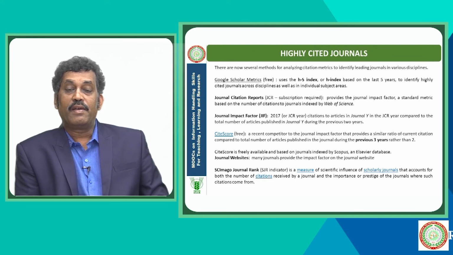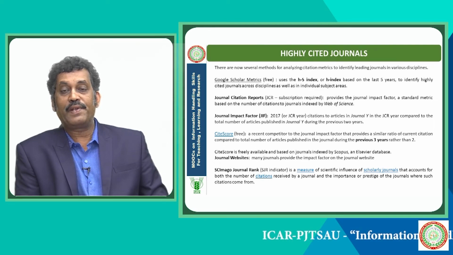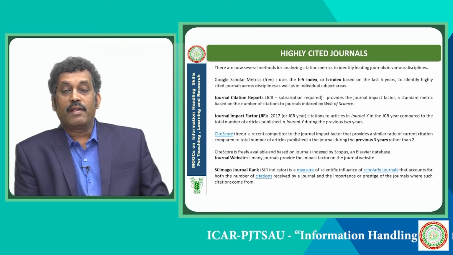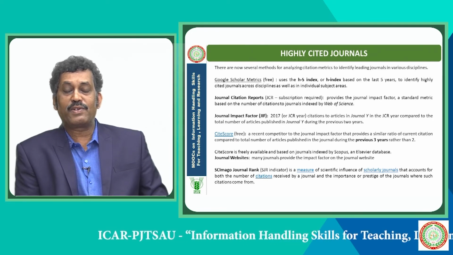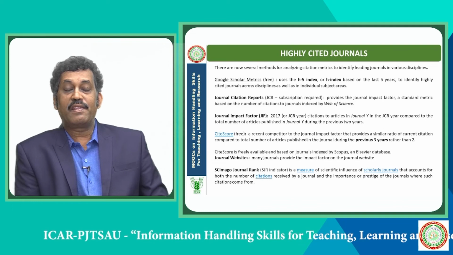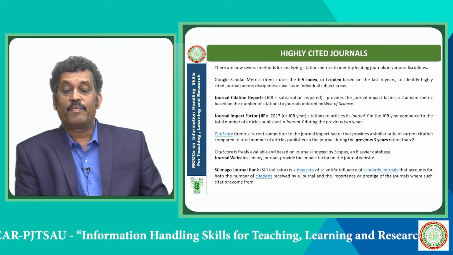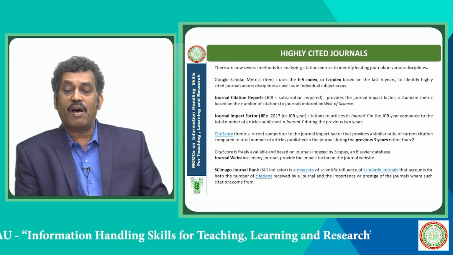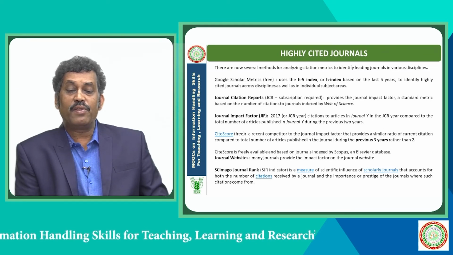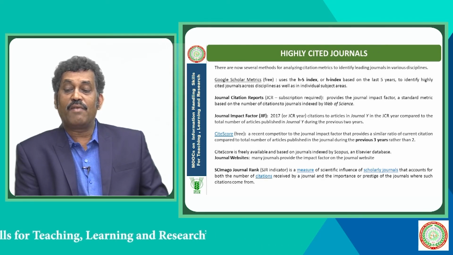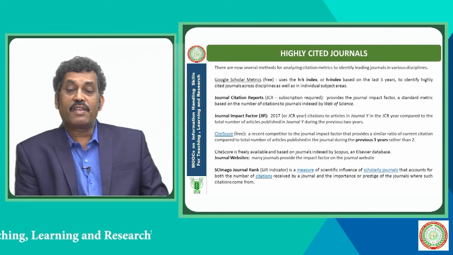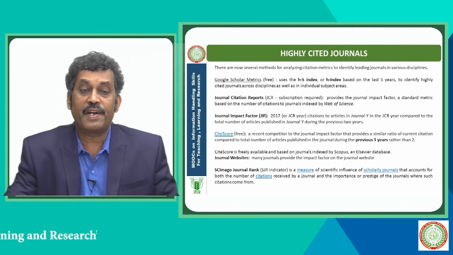Journal websites also sometimes give the impact factor of a journal. Many journal websites, especially the international ones, will tell you their impact factor. Then the new tool available to us, again an open access tool to check the leading journals, is the SCImago Journal Rank. It is a measure of scientific influence of scholarly journals that accounts for both the number of citations received by a journal and the importance or prestige of the journals where such citations come from. I would like to show you an online demo for this.